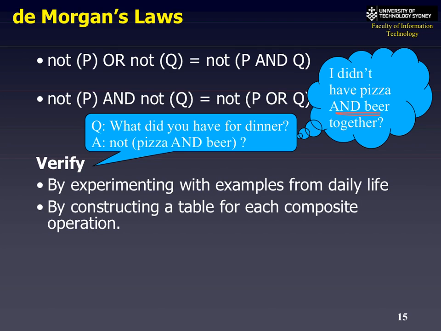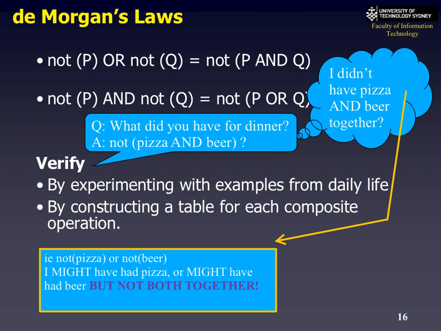which of course seems like a contradiction, but, well, in this example, I didn't have pizza and beer together, which is also another way of saying, I didn't have pizza, or I didn't have beer. In other words, I might have had pizza, or I might have had beer, but not the both together. That's all the rule simply says. Very simple, obvious type thing to set up, but it's very useful for simplifying logic.